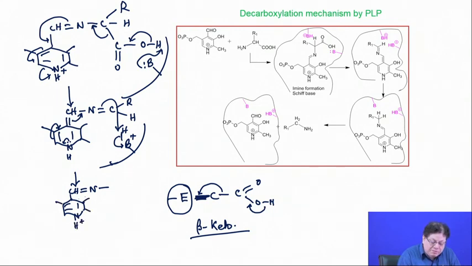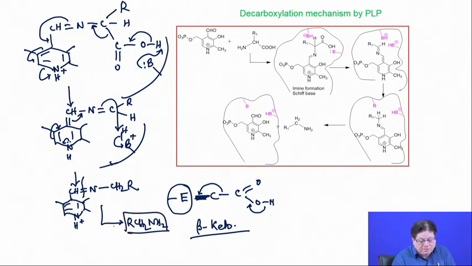So, this is the situation, CH2R now. So, one hydrogen, CH2R. Now, there will be hydrolysis, and finally, what you get is RCH2NH2. Okay. The free amine you will get, and you release the PLP. So, that PLP can participate again in the reaction, another substrate goes and binds.